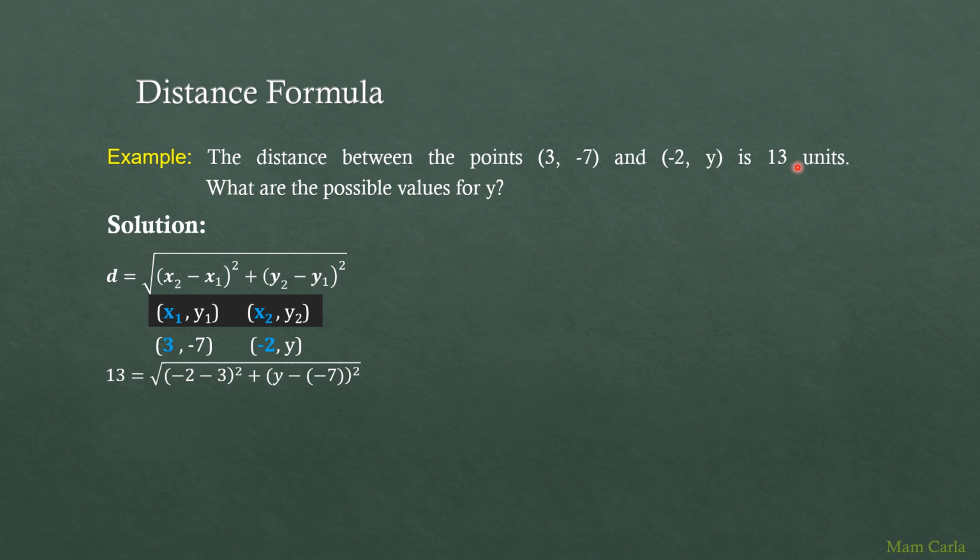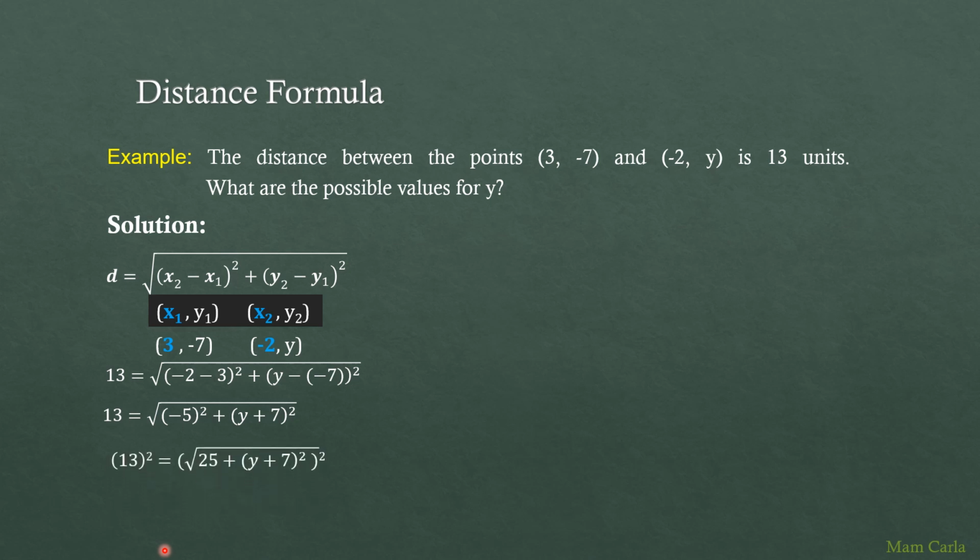13 here is the distance between these points, which equals the square root of the quantity -2 minus 3 squared plus the quantity y minus -7 squared. Simplifying what is inside the parentheses, we have 13 equals the square root of (-5) squared plus (y plus 7) squared. The next step is we are going to square both sides. So how do we do that?